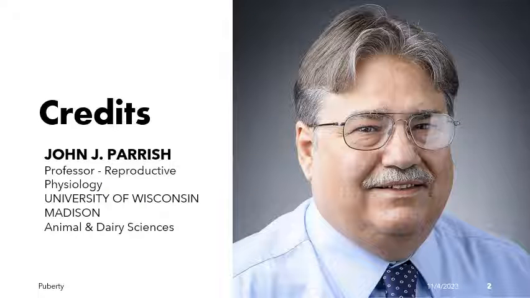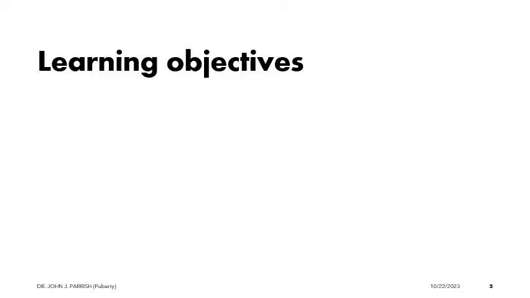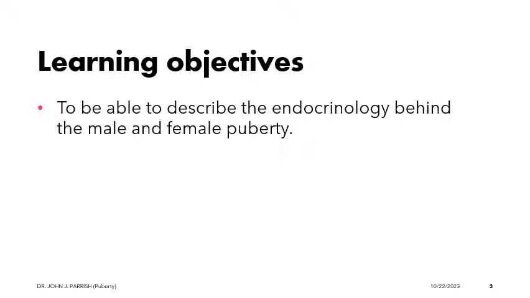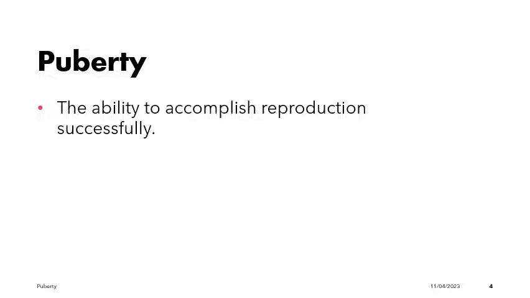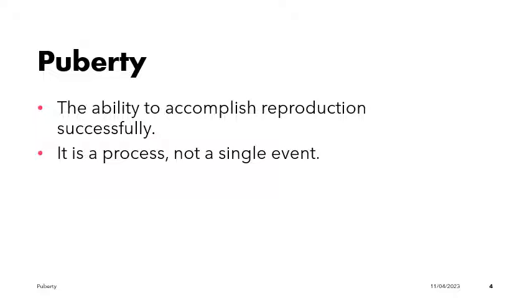This presentation was adapted from the lecture of Dr. John J. Parrish. This presentation aims to be able to describe the endocrinology behind the male and the female puberty of domestic animals. So what is puberty? In reproductive physiology, puberty is defined as the ability to accomplish reproduction successfully. It is important to note that puberty is a process and not a single event.